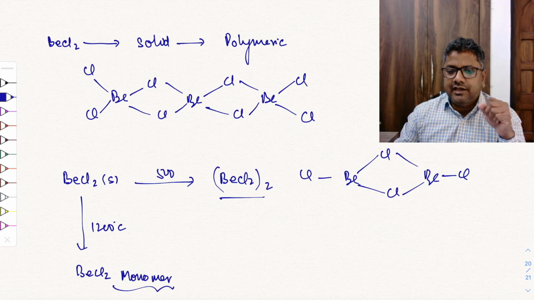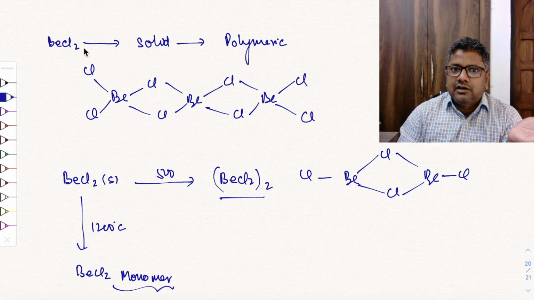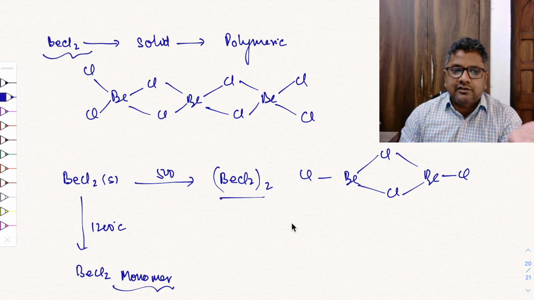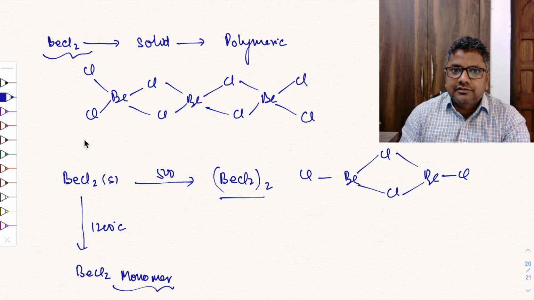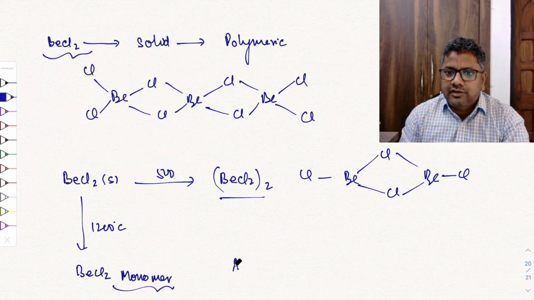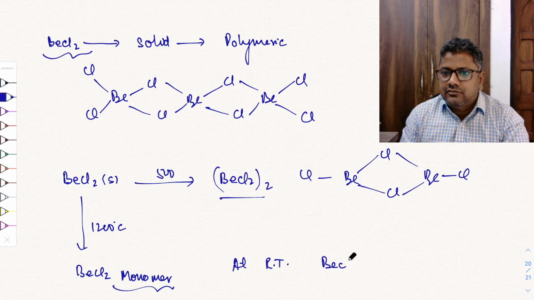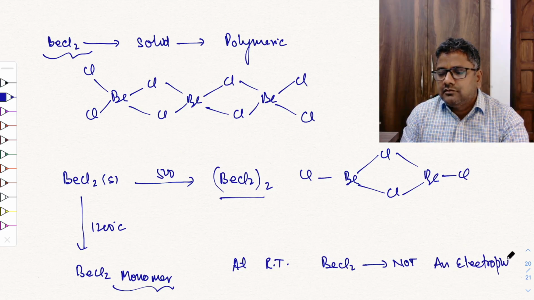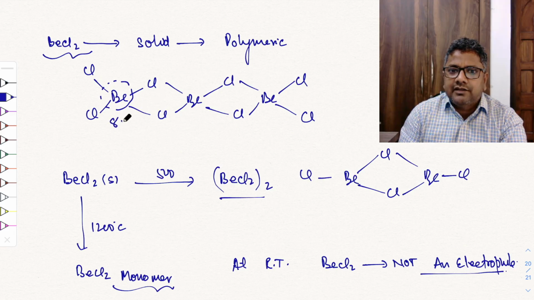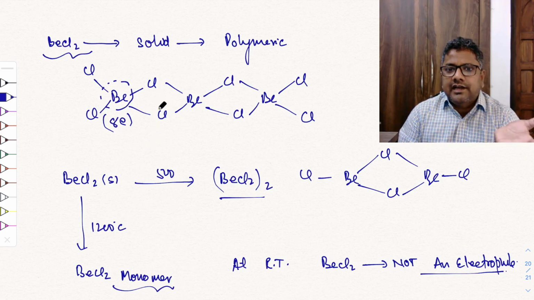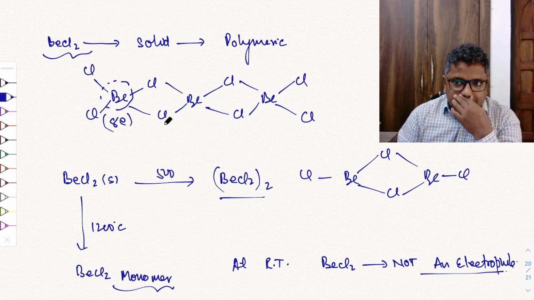So this is the reason why at low temperature this BeCl2 will not act as a Lewis acid or electrophile, right? So this is the reason why at normal room temperature, BeCl2 is not an electrophile. Why? Because in this polymeric form, see here, 2, 4, 6, 8 electrons are there, no vacant orbitals are there. So how can it act as an electrophile? At room temperature, it will not act as an electrophile.